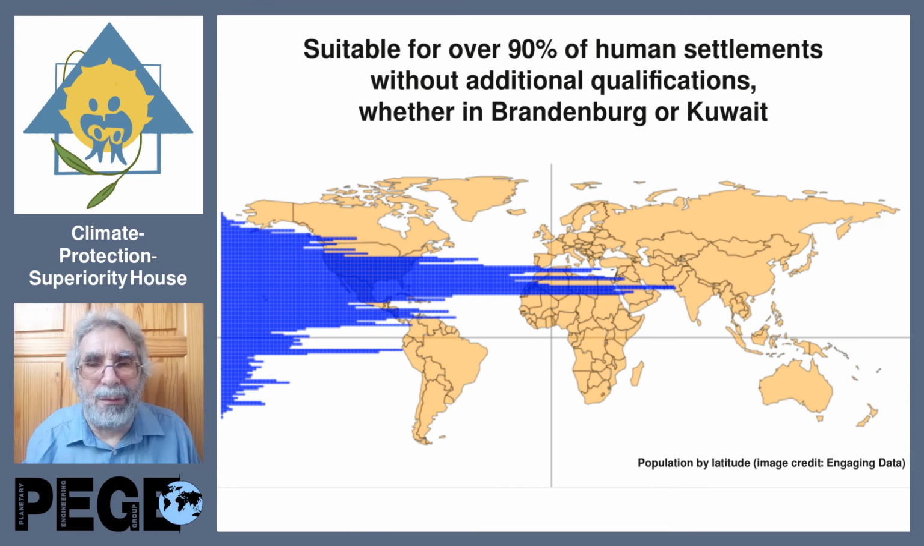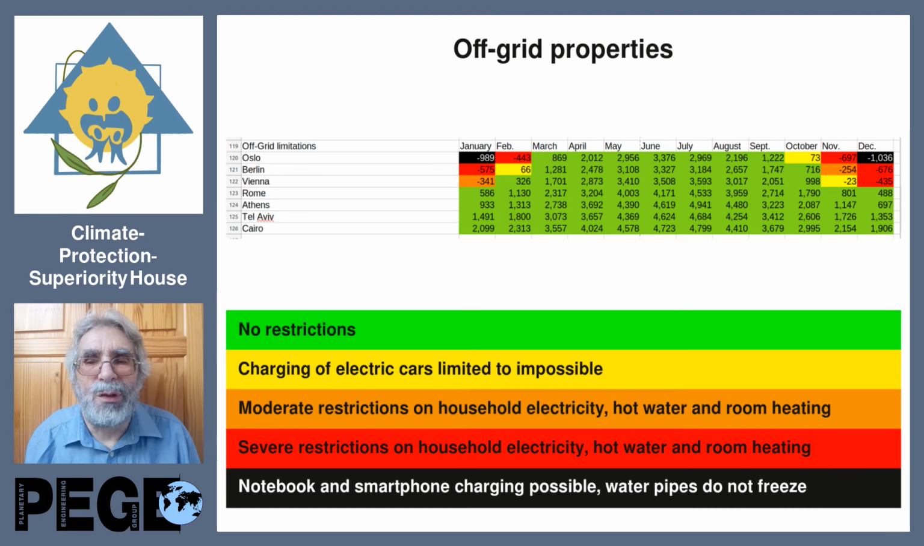The general requirements for the Climate Protection Superiority Houses is suitable for 90% of human settlements without any additional qualifications. You can make the house in Brandenburg, Germany, you can make it in Kuwait, and at both locations it would be perfect. Off-grid properties.